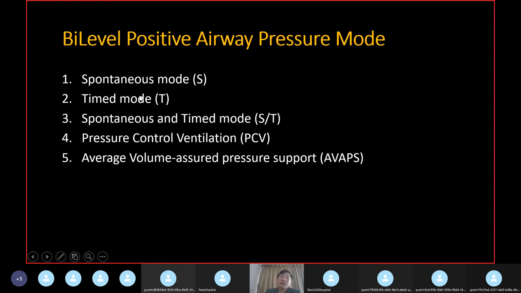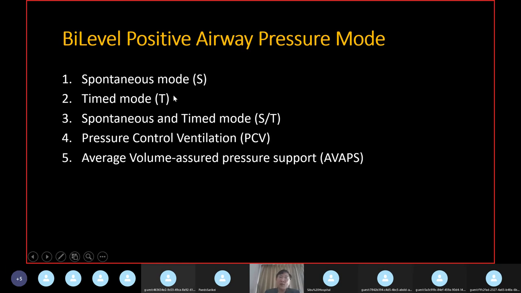A control mode, which means you need to set the inspiratory pressure, you need to set the expiratory pressure, you need to set the ventilator rate, okay? And then you need to set the inspiratory time, okay? Time mode is usually quite a crude mode, whereby there's no synchronization, okay? It is more or less like the circuits that we're using in some hospitals. So it's a circuit ventilator.